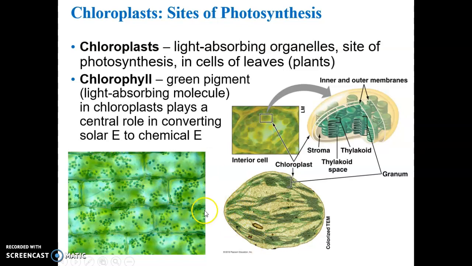So the reason the chloroplasts look green or are green, and the reason the plant cells are green, the reason leaves are green, is because they have an abundant amount of chlorophylls. Or at this point, we'll say chlorophyll, which is the light absorbing chemical pigment, and it happens to be green.